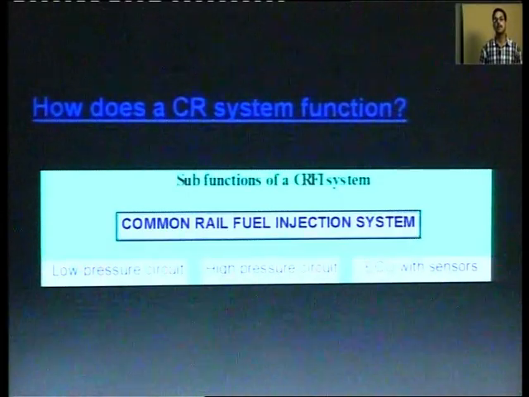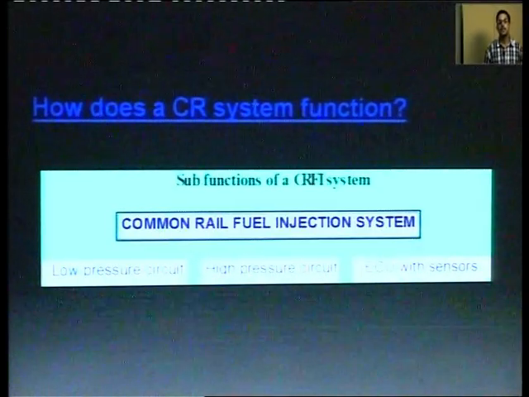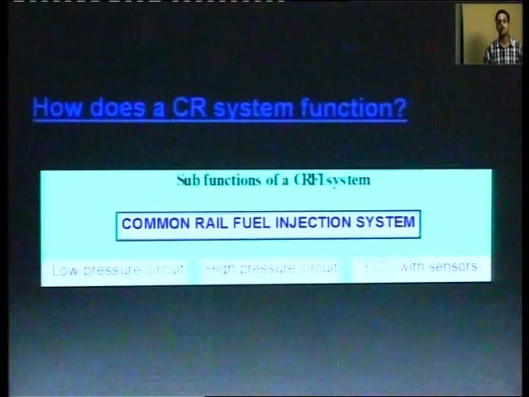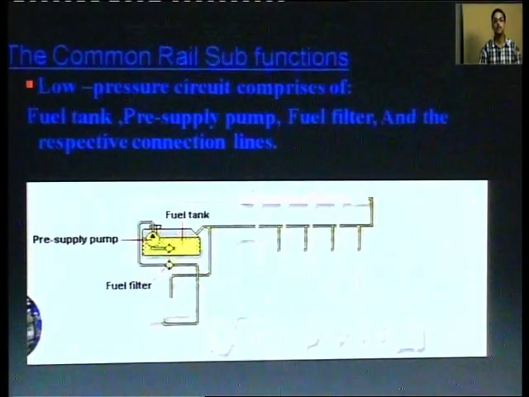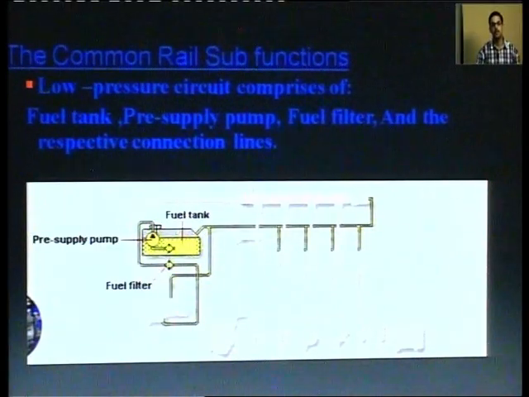Sub-functions of the CRFI system, common rail fuel injection system. Firstly, there is a low pressure circuit, there is a high pressure circuit, and an ECU with sensors. ECU stands for electronic control unit. The common rail sub-functions, number 1 was the low pressure circuit. The low pressure circuit comprises the fuel tank, pre-supply pump, fuel filter, and the respective connection lines.